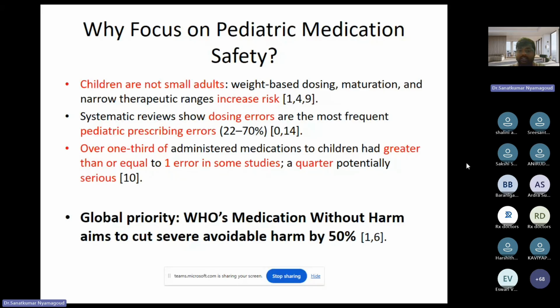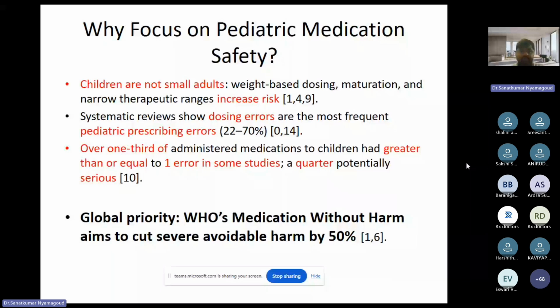As I said, children are not small adults, and you all know that we have weight based dosing. Based on the weight, based on the body surface area, based on the age, we write prescriptions for pediatrics. Many times you might have heard that maturation is very important. We have narrow therapeutic ranges. They increase the risk in the pediatric population.